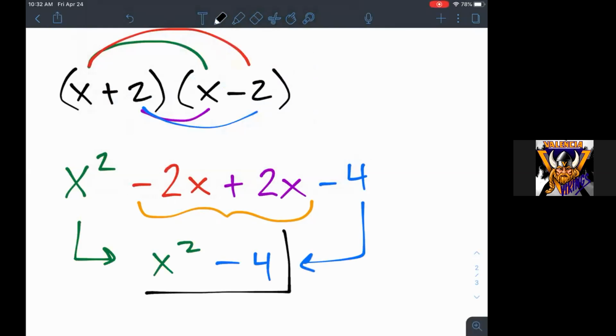x squared minus 4. All right. That is the second to last problem on that Edpuzzle solved out for us. Moving forward, here we go.